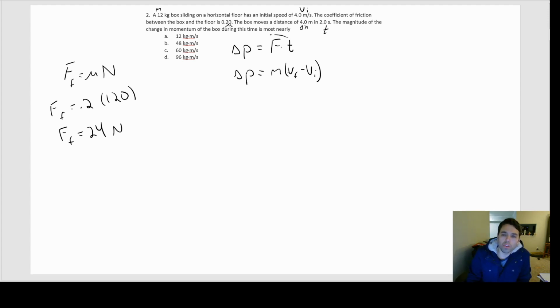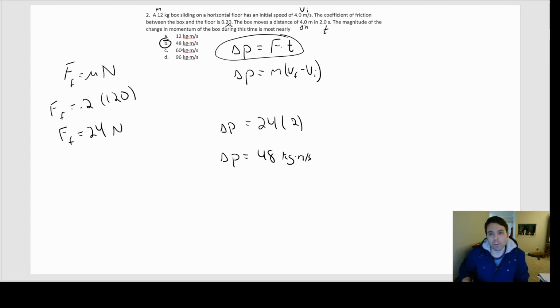So now I'm going to use this equation here. Now that I know what the force is, again, the only force doing work is friction, 24 newtons times the time. Well, it's 2 seconds, it says. That equation gives my delta P, my change in momentum, my impulse, 48 kilograms times meter per second. And there we go. Answer is B, 48. All right.